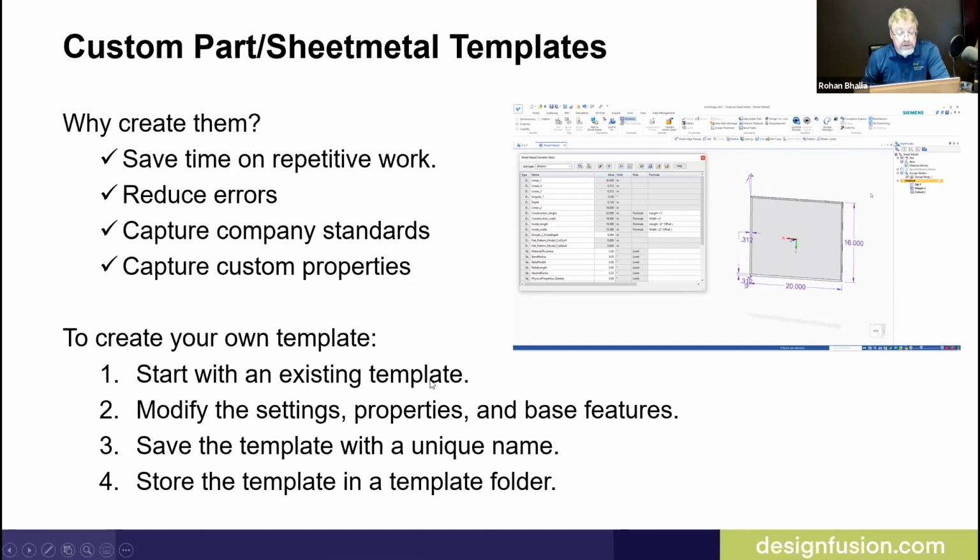So to do this, you would start with an existing template. You modify settings, properties, and add a base feature. Then you can save the template with a unique name and store this template in a template folder.